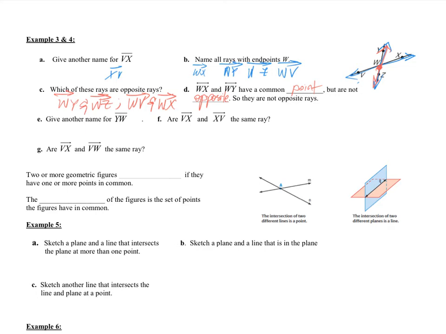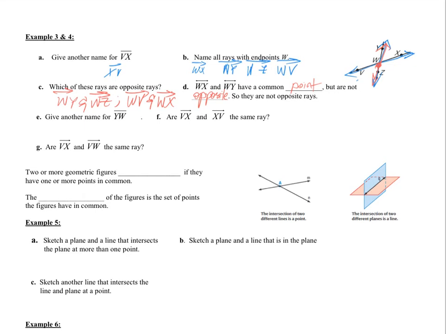Part E, give another name for segment YW. So I can just switch the letters. WY. And part F, are ray VX and ray XV the same ray? Now if we look at the picture here, ray VX and ray XV. No, they aren't, because they do not have the same endpoint.